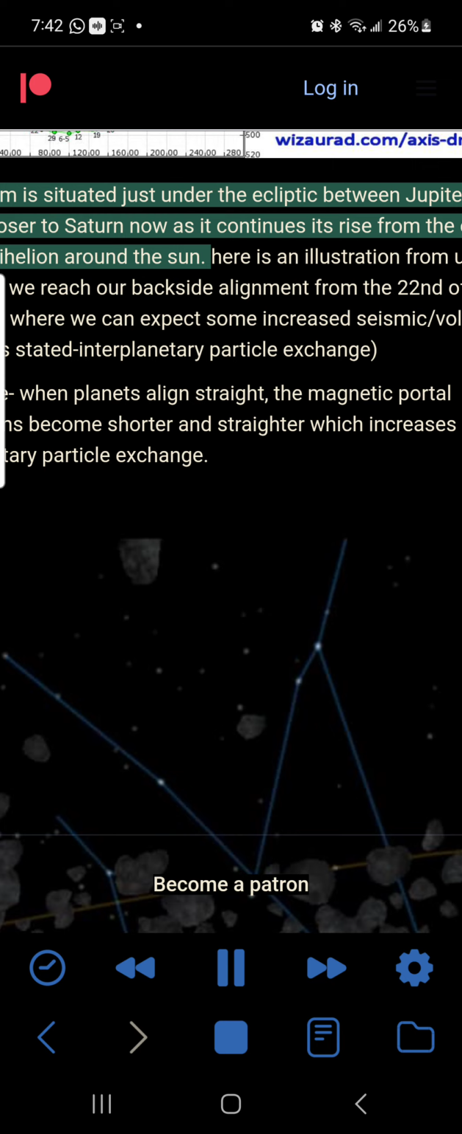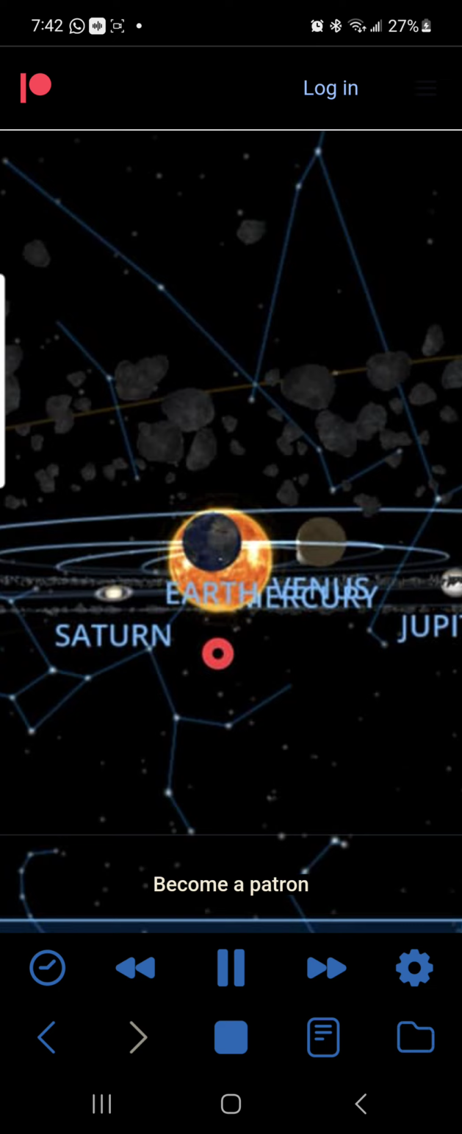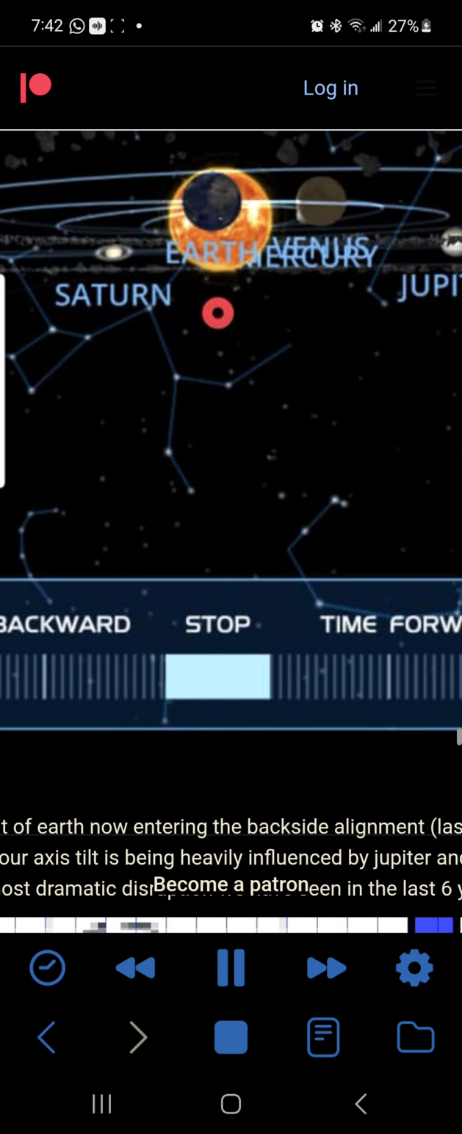The system is situated just under the ecliptic between Jupiter and Saturn, closer to Saturn now as it continues its rise from the ecliptic for its perihelion around the Sun. Here is an illustration from under the ecliptic as we reach our backside alignment from the 22nd of December, where we can expect some increased seismic, volcanic activity, as stated.